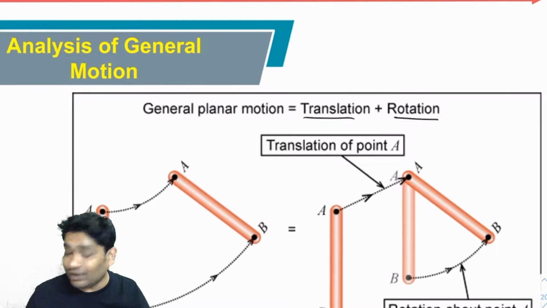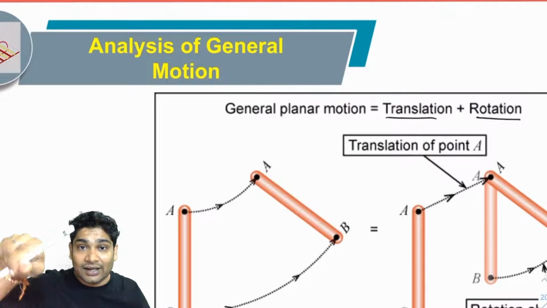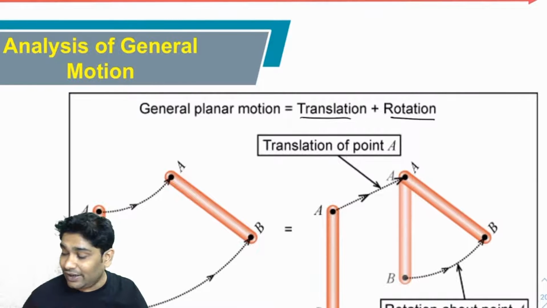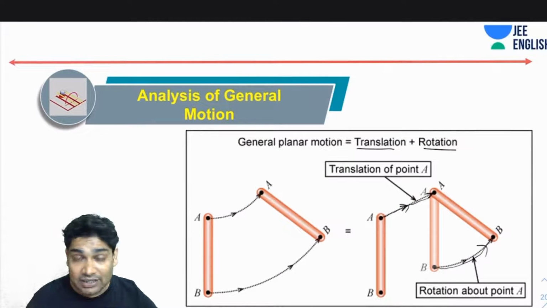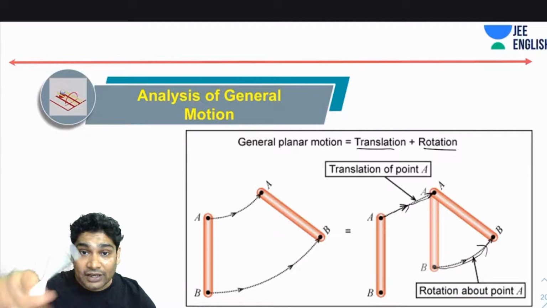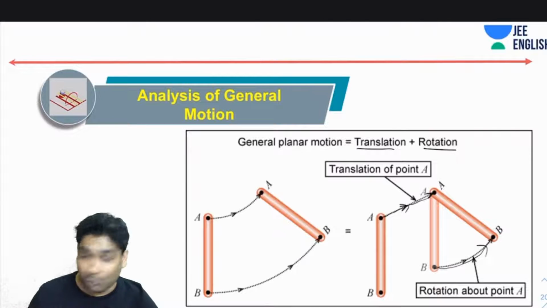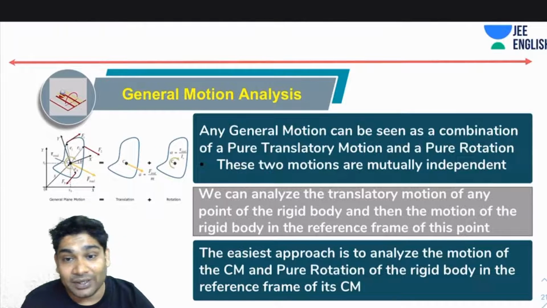So as you can see in the figure, when this guy moved and turned like this, you could have thought that first A moved in a straight line like this and then the entire rod turned about A. So every general motion can be seen as a combination of a translatory motion of any point of the body and then the rotation of the entire body about that point. Right. So that is what our approach is going to be.